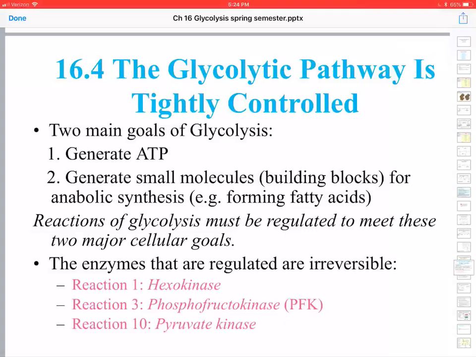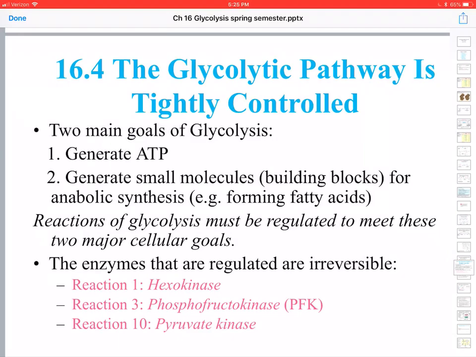A second goal is to generate small molecules or building blocks for anabolic synthesis. That is, some of the glycolytic intermediates are pulled off to create small molecules that can be used for building macromolecules. For example, pyruvate can be changed into alanine, an amino acid, in case protein synthesis is needed. Other glycolytic intermediates can be pulled off to make different amino acids.